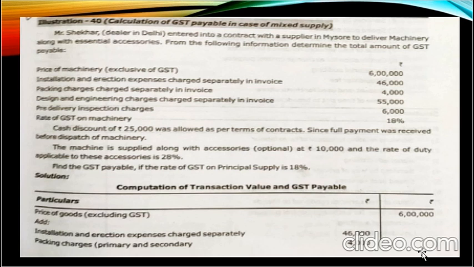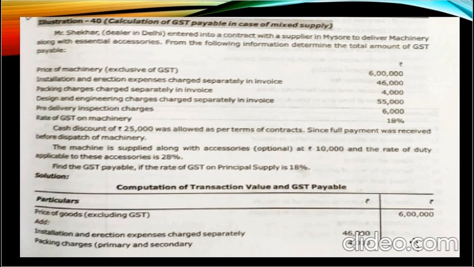Now they have asked us to find the GST payable if the rate of GST on principal supply is 18%. This kind of similar problem we have solved in the previous video. So this is also one of the similar kinds of problems. Now let us get into the calculation and understand clearly how it works.